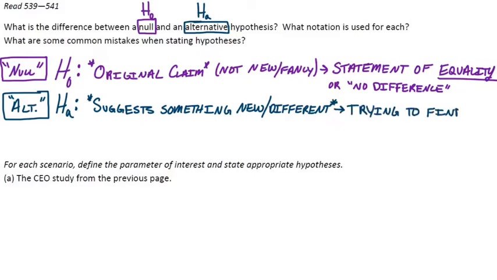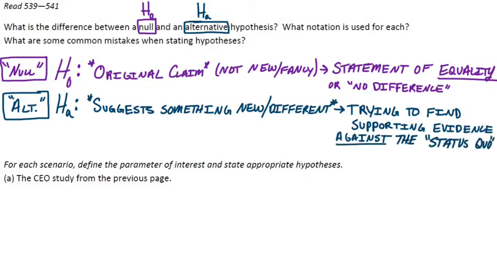And basically, we're trying to find supporting evidence against the status quo here, right? So we're going to go against the status quo here. If you don't know what status quo means, that means like the typical everyday accepted value. We're going against that with the alternative claim.